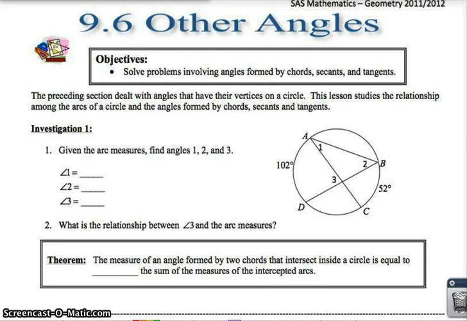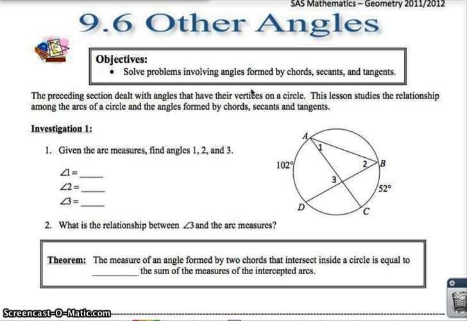Okay, hello, we're back again for 9.6, which is now dealing with other angles and circles that do not involve the center or the circumference of a circle. The preceding section dealt with angles that have their vertices on the circumference of the circle. We dealt with before that where the vertex was on the center of the circle, so central angles and inscribed angles. Today we're going to deal with angles that happen when chords, secants, or tangents meet.